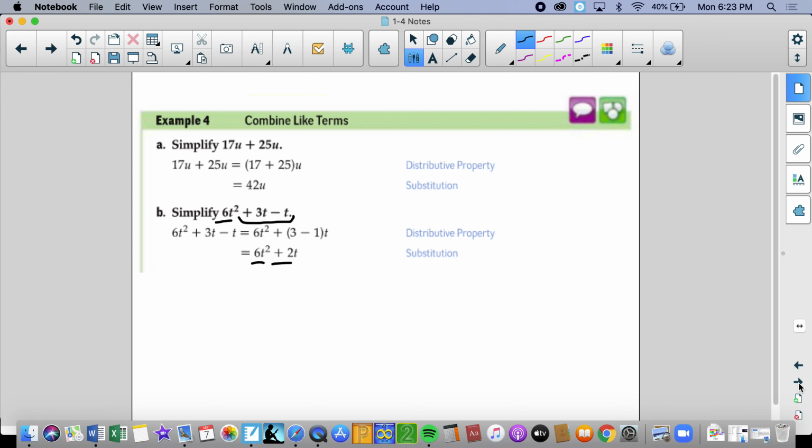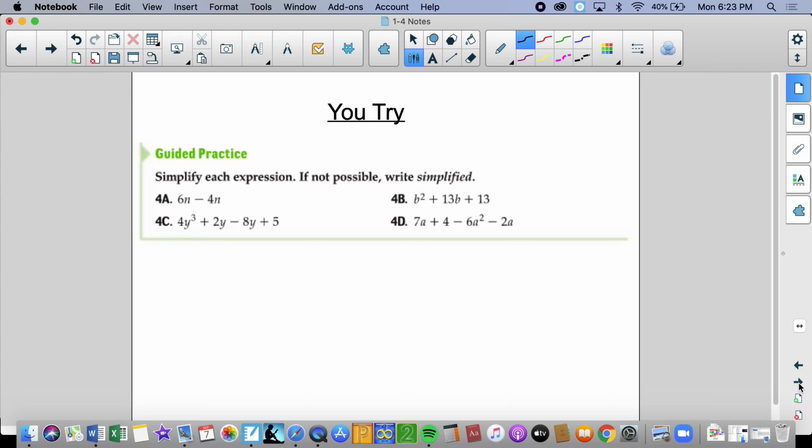Okay? How about you try these? Simplify each expression. If it's not possible, write that it's simplified. Pause it right now. When you're ready, unpause it.